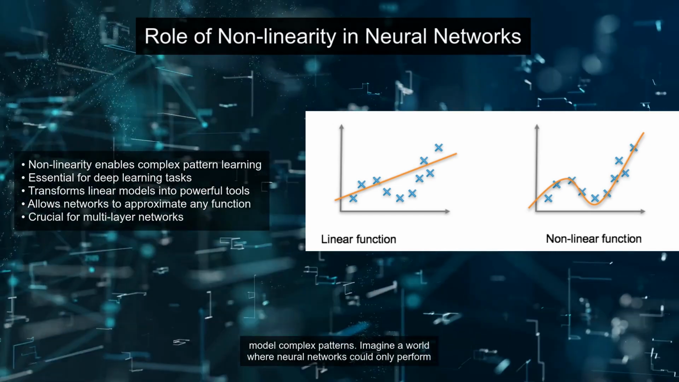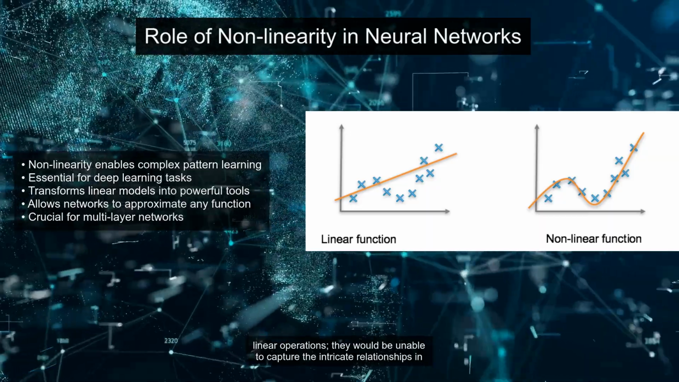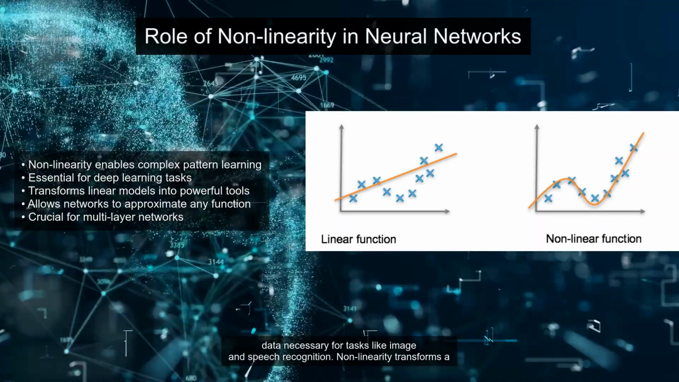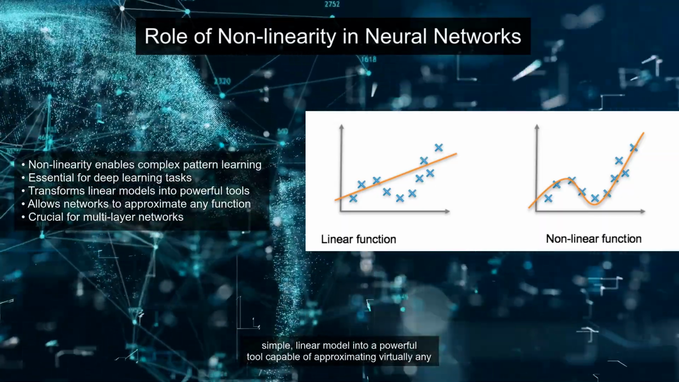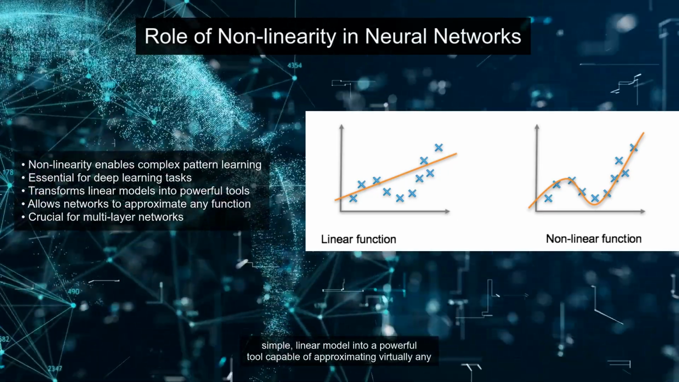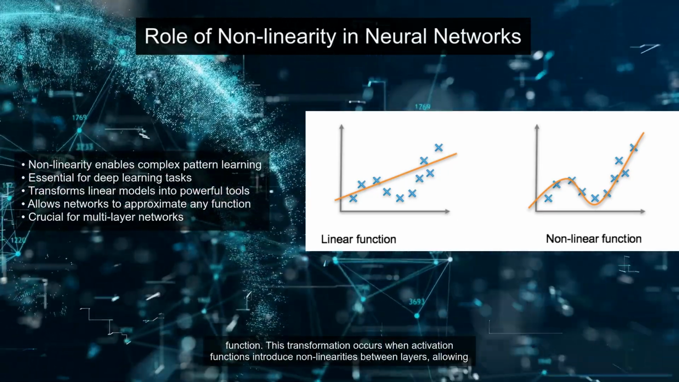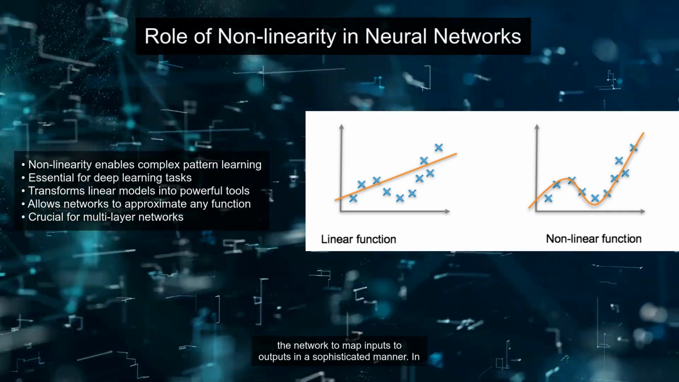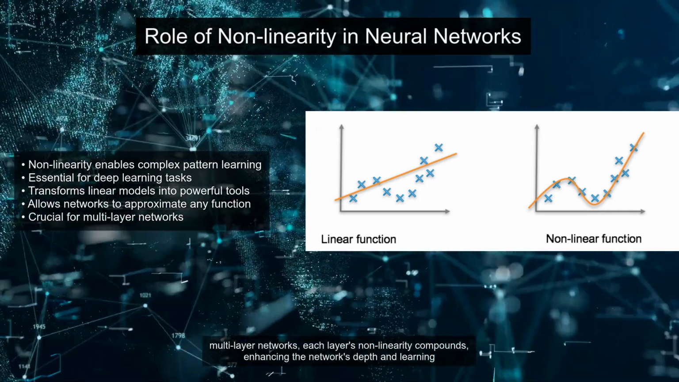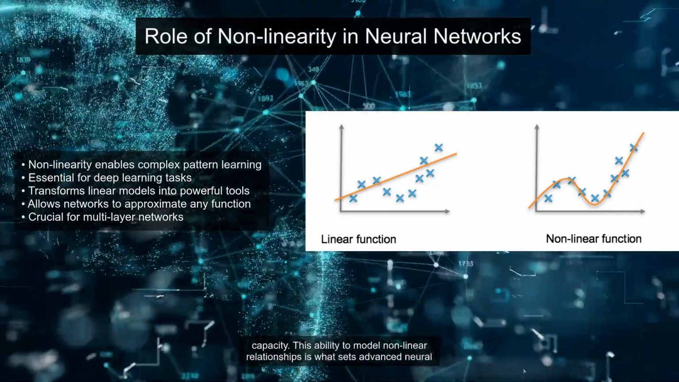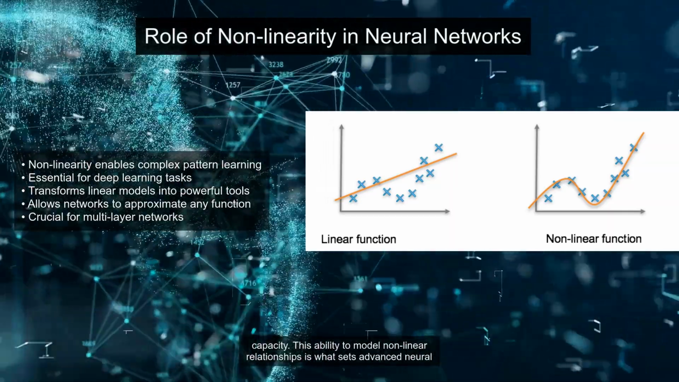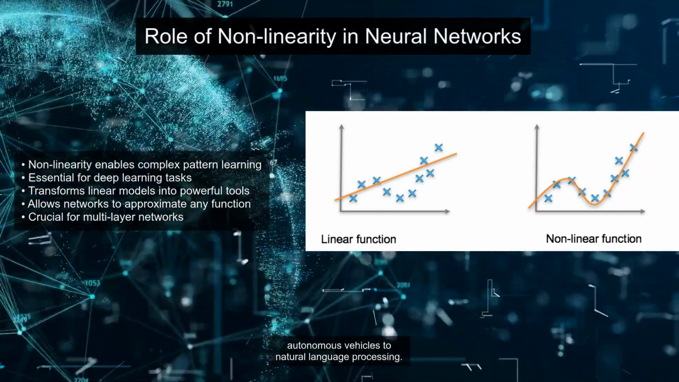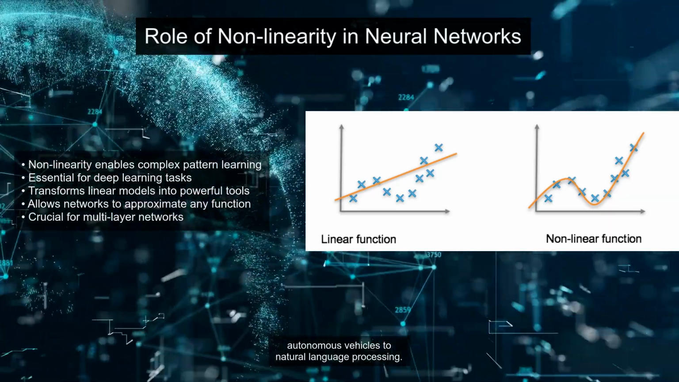Nonlinearity is a cornerstone of neural networks, enabling them to learn and model complex patterns. Imagine a world where neural networks could only perform linear operations. They would be unable to capture the intricate relationships in data necessary for tasks like image and speech recognition. Nonlinearity transforms a simple, linear model into a powerful tool capable of approximating virtually any function. This transformation occurs when activation functions introduce nonlinearities between layers, allowing the network to map inputs to outputs in a sophisticated manner. In multi-layer networks, each layer's nonlinearity compounds, enhancing the network's depth and learning capacity. This ability to model nonlinear relationships is what sets advanced neural networks apart, making them indispensable in a wide range of applications from autonomous vehicles to natural language processing.